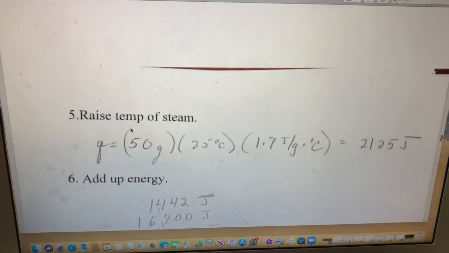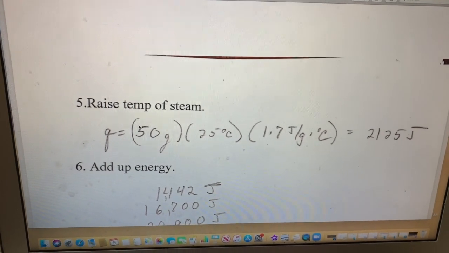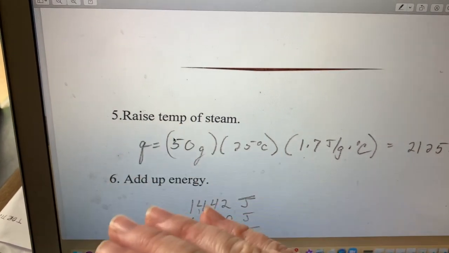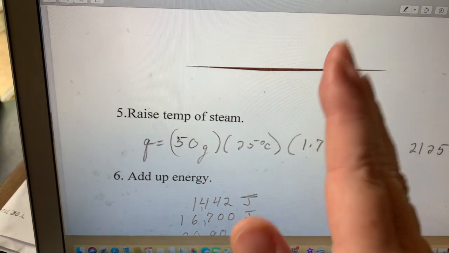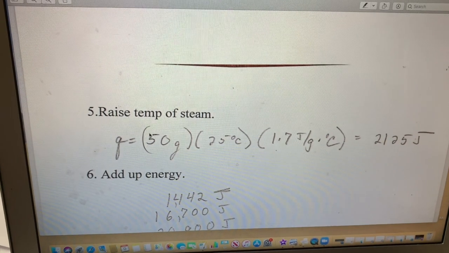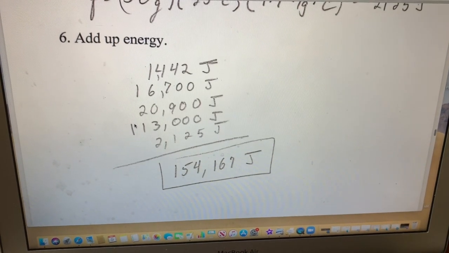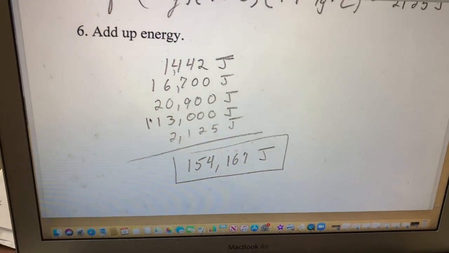Finally, I'm going to raise that temperature because I remember I said I ended at 125. So that's where I got the 25 from, right? 25 comes from 125 minus 100, which gives you the change in temp. Finally, you're going to add up all of those energies and you should get about 154,000. Again, don't worry so much about your rounding.